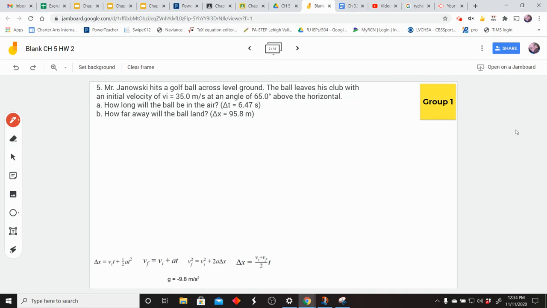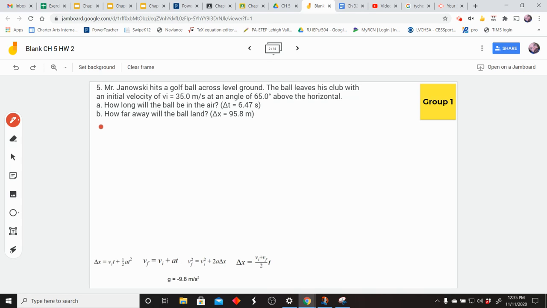This is Chapter 5, Homework 2, Problem 5, and this is going to be the first 2D kinematics problem that we do. So this is going to be a bit of a doozy. If you've never seen something like this before, it's going to be a lot. So just pay attention, get what you get out of this, and we'll see how it goes.